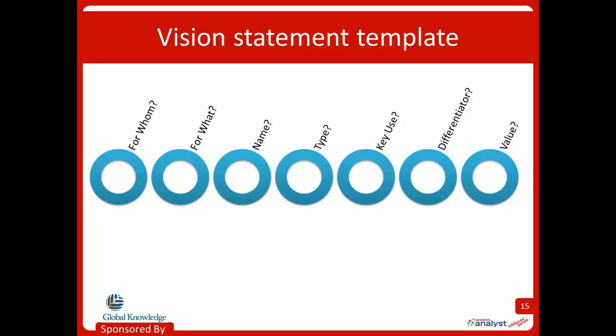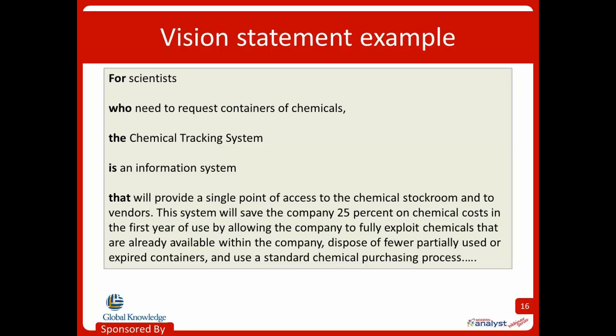And let me show you. This is a partial example for our chemical tracking system. If I put the entire thing up here, your eyes would kind of glaze over in a presentation format, but this will give you an idea of the kind of statements that you'd be writing. And I've put the keywords from the previous slide in bold, right? So for scientists who need to request containers of chemicals, the chemical tracking system, that's what we're calling it, is an information system that will provide a single point of access to the chemical stockroom and to vendors, and I'm not going to read all of that to you because I think you probably get the point.